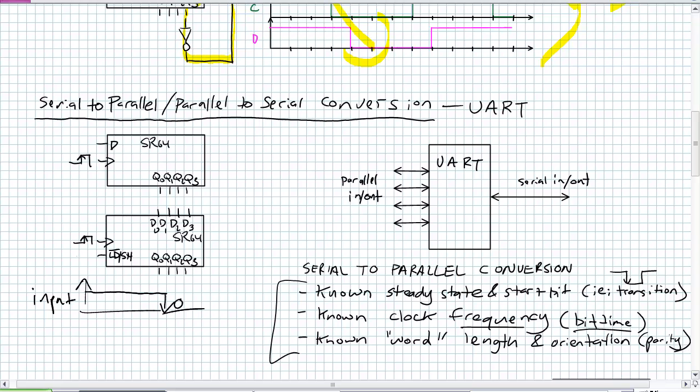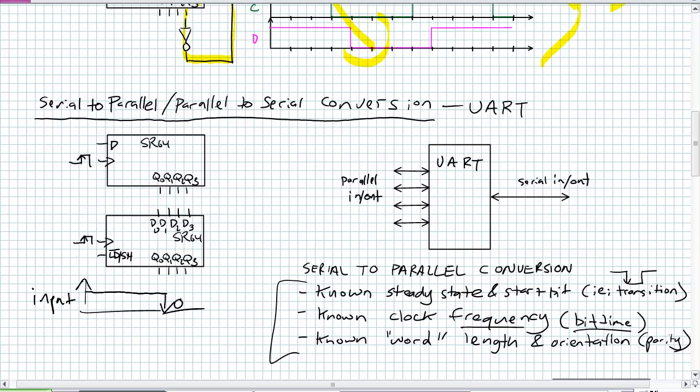Finally, last but not least, you have to have a known word length, okay? Are you using 8-bit words? Are you using 8-bit words with a parity bit? Are you using 8-bit words with a parity bit, MSB to LSB, with the parity bit at the end? Are you using 8-bit words with a parity bit, LSB to MSB, with the parity bit up front? So you've got to have these things agreed to before you even begin.